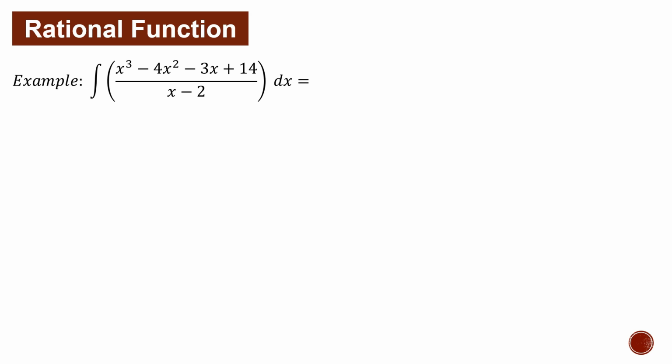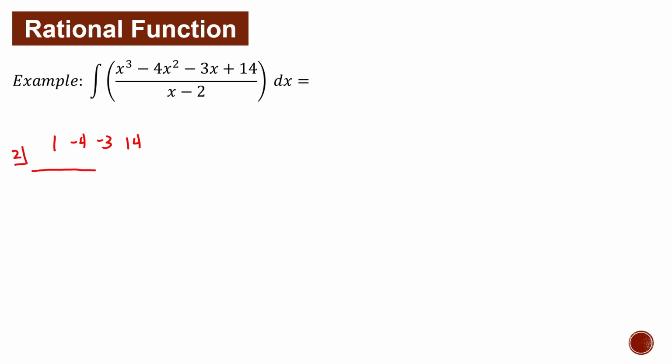So if you're familiar with that, my advice is do that first. And maybe we can divide this, right? So to do the synthetic division, I'm going to bring down all the numerical coefficients of the numerator. That will be 1, -4, -3, and then 14. And let's see if we can divide this.